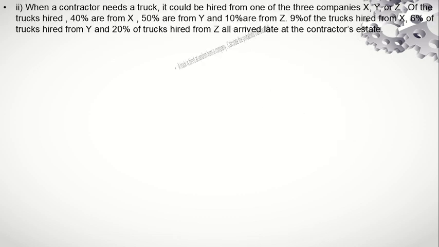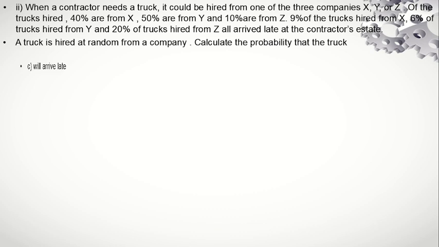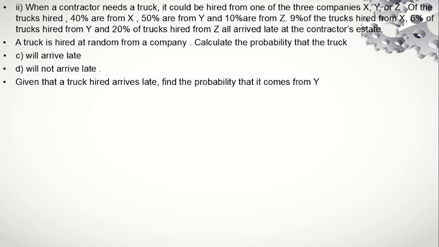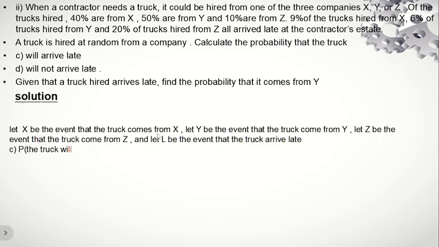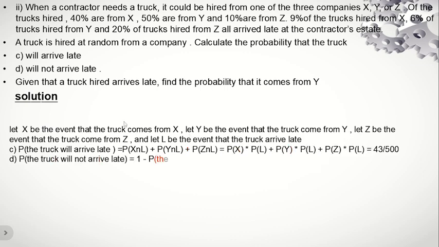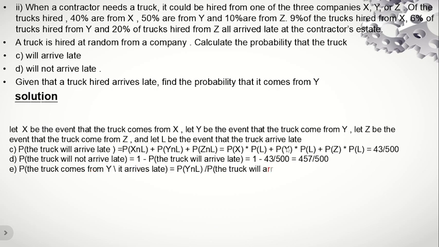For the next part, let me display the question back for you, the Roman 2 part. With that, we take down the solution. Let us make some assumptions here. Let X be the event that the truck comes from X. Let Y be the event that the truck comes from Y. Let Z be the event that the truck comes from Z. And let L be the event that the truck arrives late.